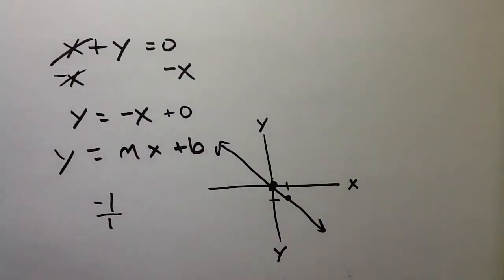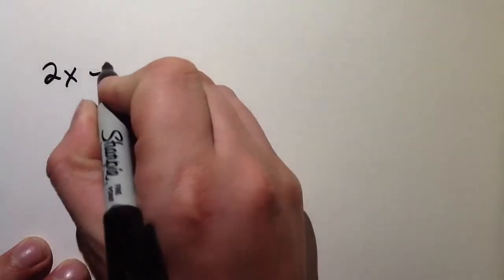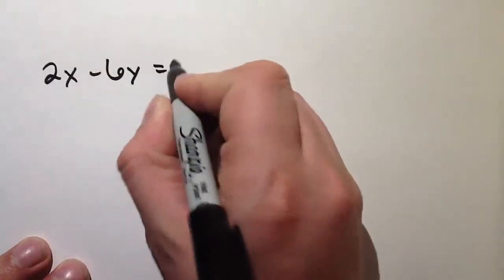To go over one more example, I'm going to grab another piece of paper. And we are going to look at the equation 2x minus 6y equals 12.